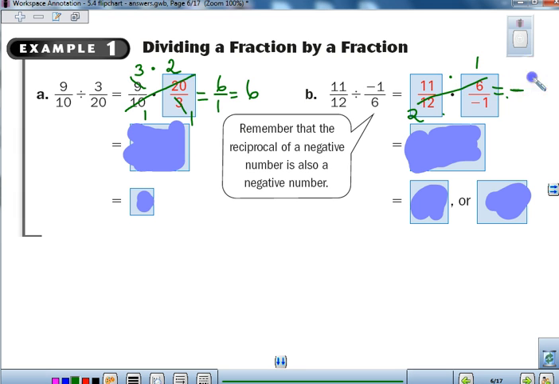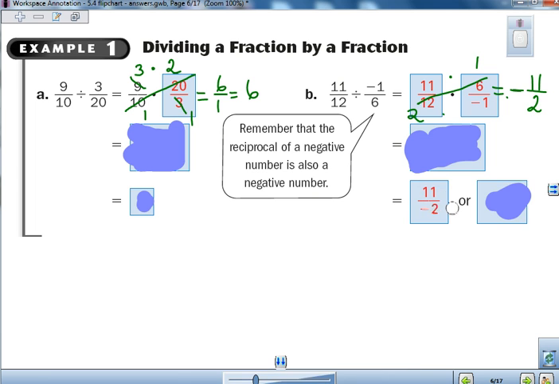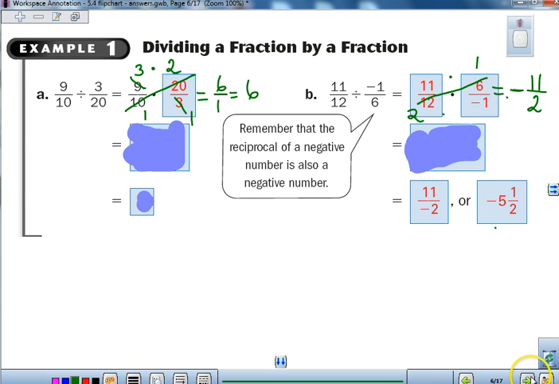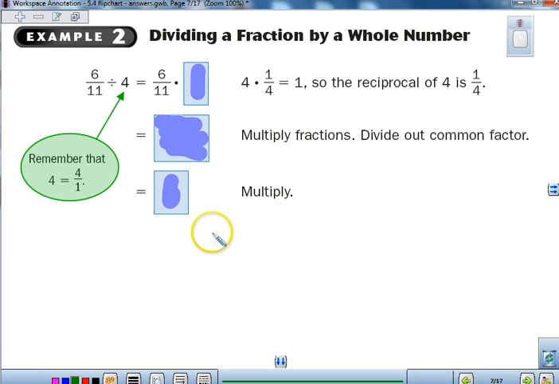11 times 1 gives us negative 11 divided by 2. Could we rewrite our answer as negative 5.5? You could, or you can simply leave it as an improper fraction. The next example that I would like you to do is example 2.